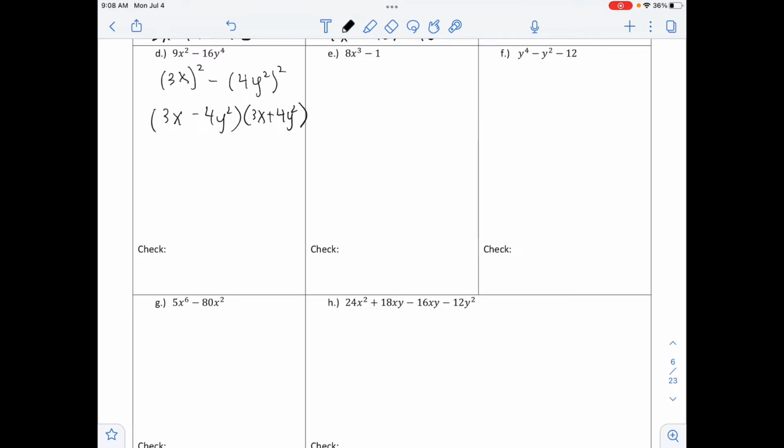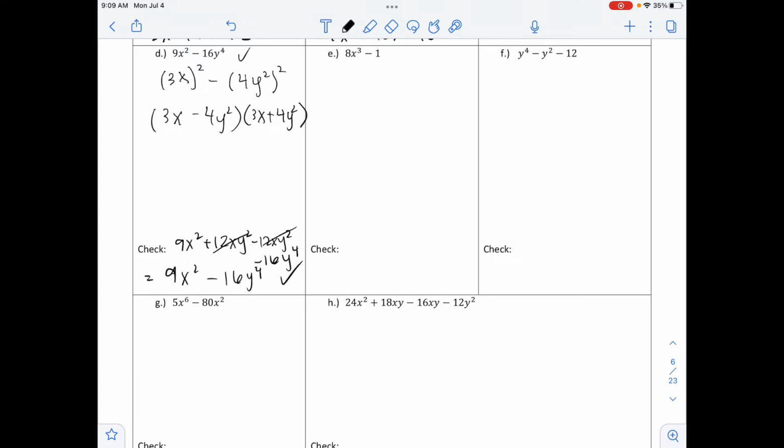From here, we can check this by FOILing this out. And so we would have 3x times 3x, or 9x squared. Then we have 3x times 4y squared, which is going to be positive 12xy squared. And then negative 4y squared times 3x is going to be negative 12xy squared. And negative 4y squared times positive 4y squared is going to become negative 16y to the 4th power. From here, you'll notice that the 12xy squareds would reduce to 0, and so we're left over with 9x squared minus 16y to the 4th, which checks to what we had up above.